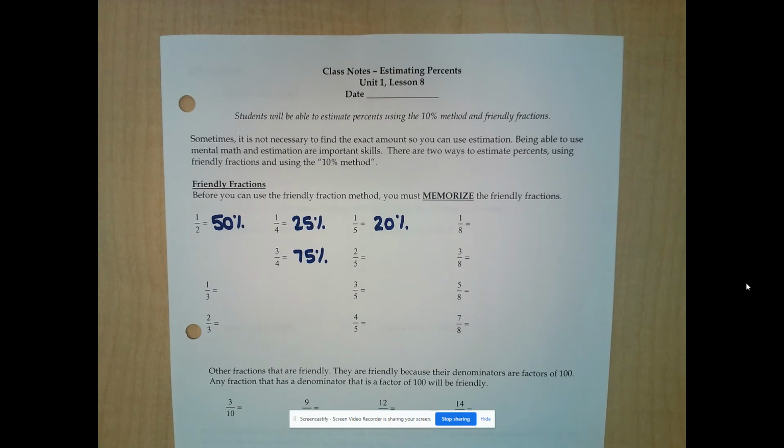We are talking about estimating percents today, lesson 8. Ways that we can estimate percents are the 10% method and friendly fractions, both of which we explored in MSM2. You can see that I already have a few of these friendly fractions filled in. Half is 50%, a quarter and 3/4 we know, right? Because 1/4 is 25%, the same as the value of a quarter, 25 cents. 3/4 is 75%, just like 3/4 would be worth 75 cents.